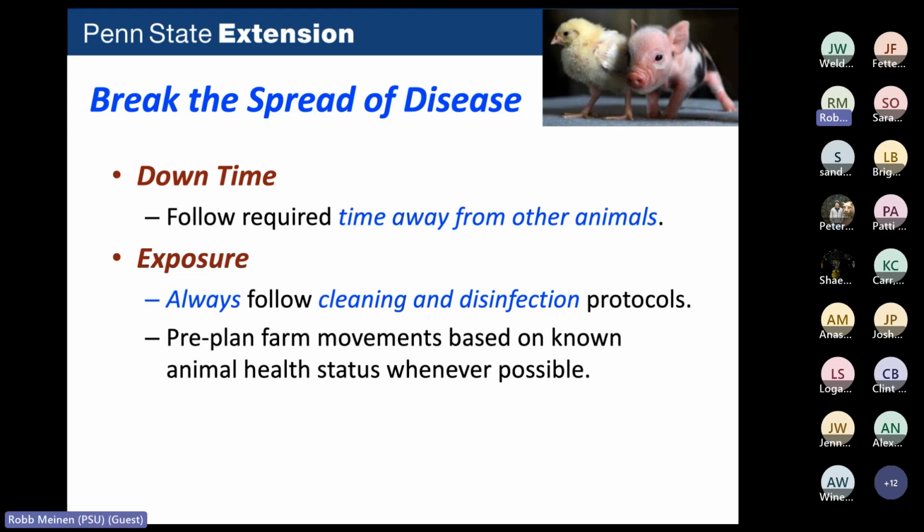Exposure is another thing, right? If you have exposure that you know of, you need to really be cautious, but you need to also think that you're always going to have exposure. You need to always suspect that you could be exposed to a disease, and that means you're going to clean and disinfect, follow protocols, pre-plan your movement based on animal health status if necessary or when appropriate.